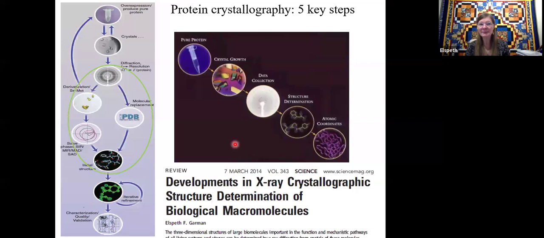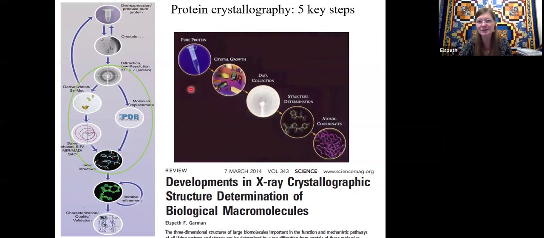So if we look at the pipeline, and it's a very linear pipeline in that you can't possibly do any of these steps unless you've done the first step. So you need to get pure protein. You need to pray to the gods that you believe in and try and grow a crystal, which is still a black art. Collect data by irradiating the crystals with X-rays, usually now at a synchrotron, also in-house sometimes with copper K alpha radiation. Then determine the structure.